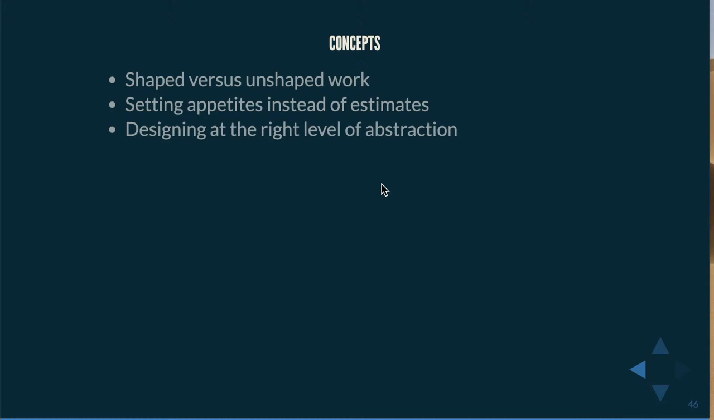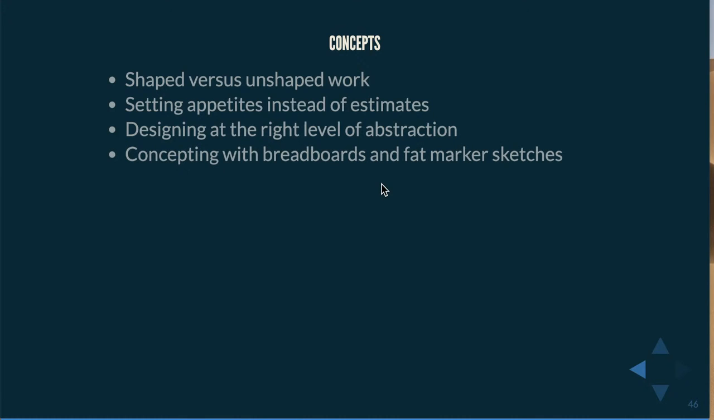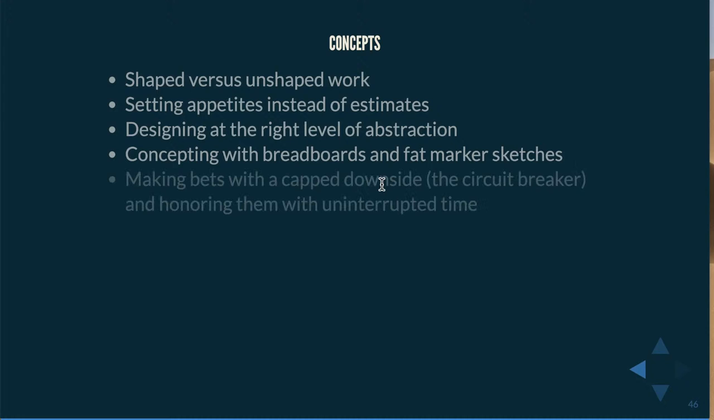Designing at the right level of abstraction. They were always talking about, you want to make enough design that they have clear paths without getting lost, but not so much that designers and programmers can't be creative and feel happy. The concepting with breadboards and fat marker sketches, which helps them design at the right level of abstraction. Making bets with the capped downside of the circuit breaker, and honoring them with uninterrupted time.